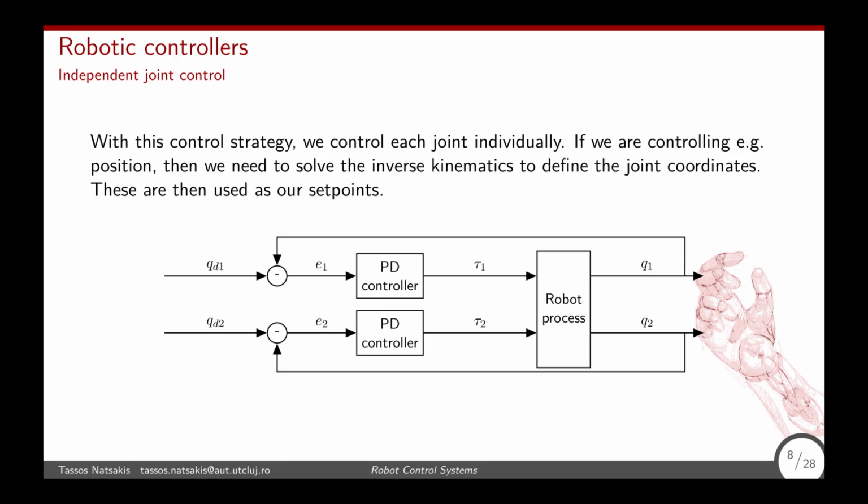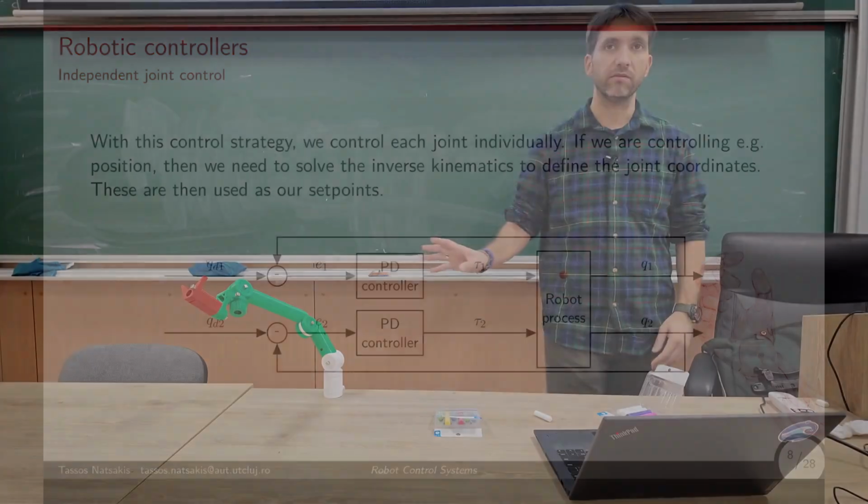Right? And then design a PID, PD, whatever flavor we want, a controller for each joint. What do we have here? We have the set point for the first joint. We have the measurement from the first joint. I calculate the error. I calculate the action from the PD controller, and I send it to the robot.